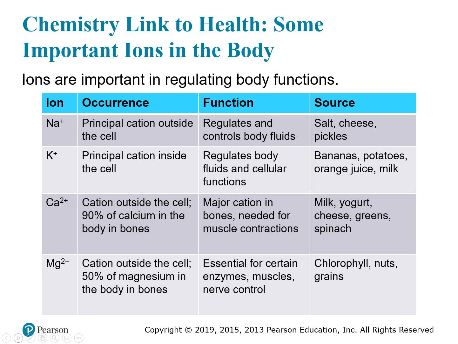The calcium ion is really important with maintaining bone health. So bones and muscle contractions, so pretty much your skeletal system. Milk, yogurt, so dairy, and then greens and spinach. Those are really good sources of calcium. You can also take a supplement, but it's always better to get it from the food. So don't just rely on the supplement. Magnesium is also really important.